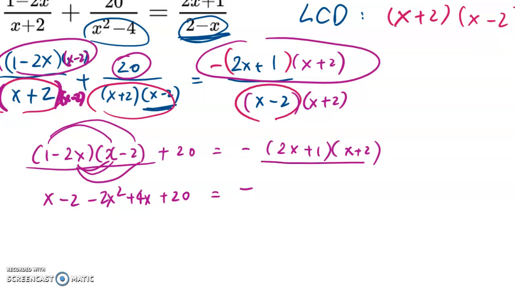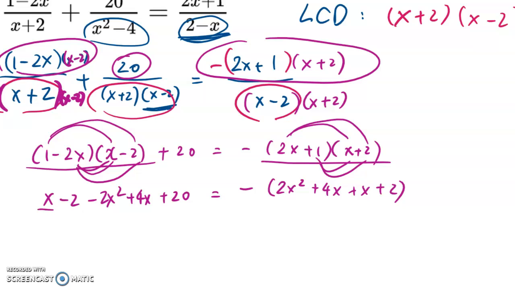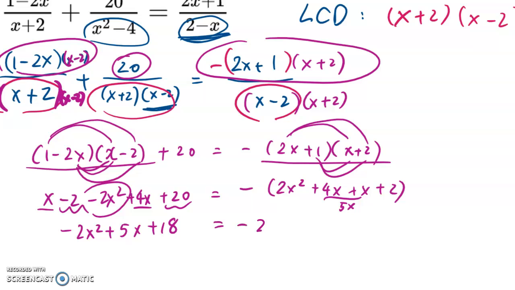Okay, let me forget about the negative sign and just do this part first. You have first 2x squared, and you have 4x, and this way you have x, this way it's a 2. Combine like terms on the left side. First term will be the negative 2x squared. Then we have a pair of like terms, that's 5x, and the two numbers adding up, that's positive 18, equals the right side. We add these two up, that's 5x, and distribute the negative sign. I have negative 2x squared minus 5x minus 2.